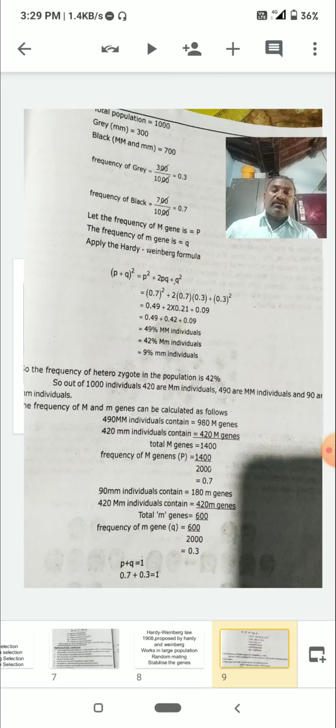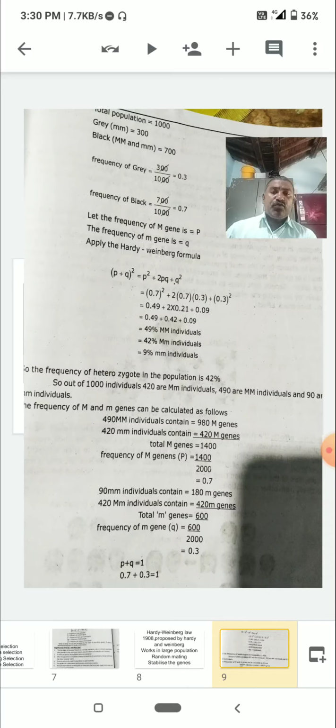So, 7 into 7 is 49, so 0.49, plus 2 into 0.7 into 0.3, that is 2 into 0.21, plus q square, which is 0.3 whole square, that is 0.09. So, 0.49 plus 0.42 plus 0.09, it calculates to 1, that is 100%.